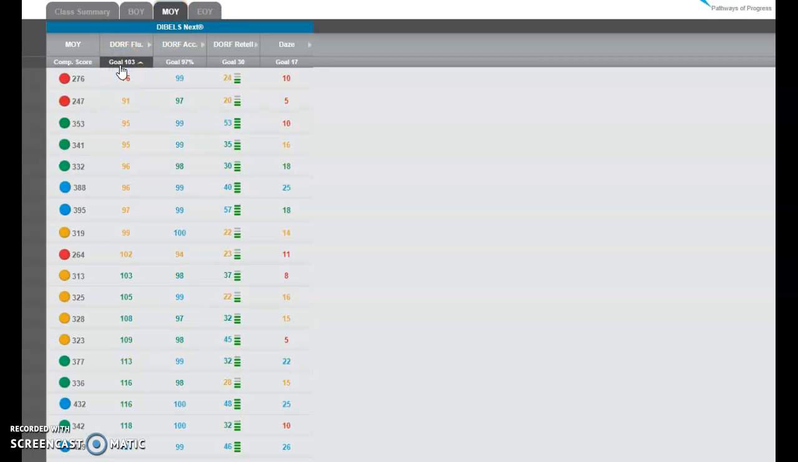I'm going to sort my fluency. This tells a different story. Let's count how many students are below benchmark. 1, 2, 3, 4, 5, 6, 7, 8, 9. And I see the goal is 103, and I notice this student is right there. So I'm going to count him because he just barely scraped by. 10. 10 out of 26 students are below benchmark on fluency.